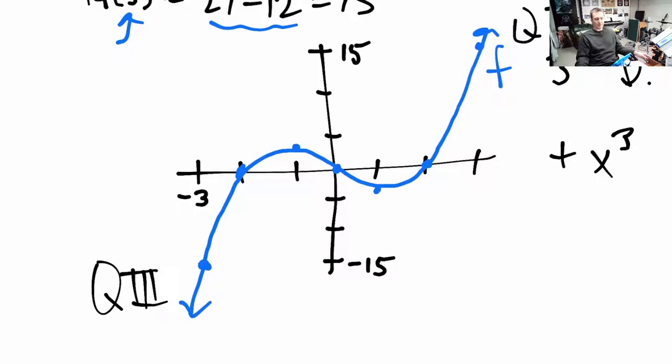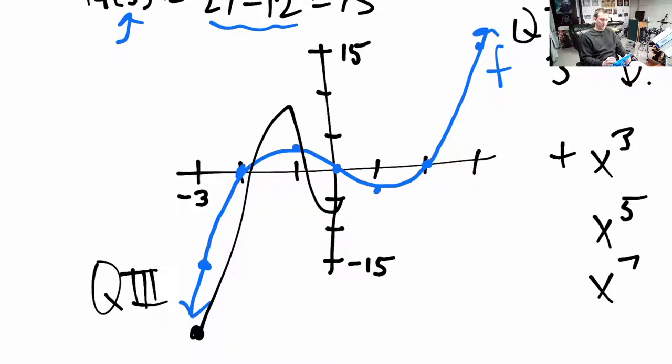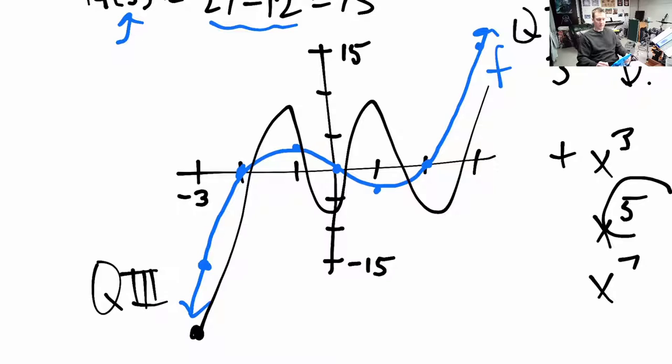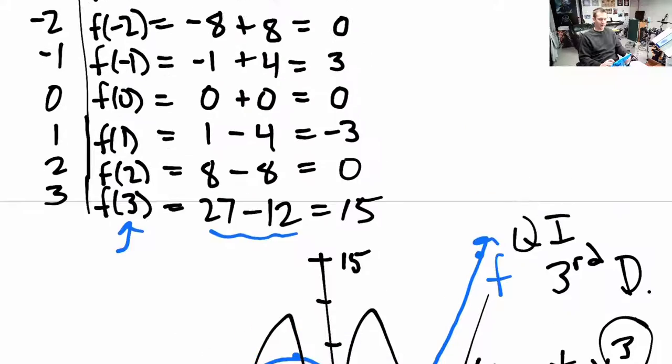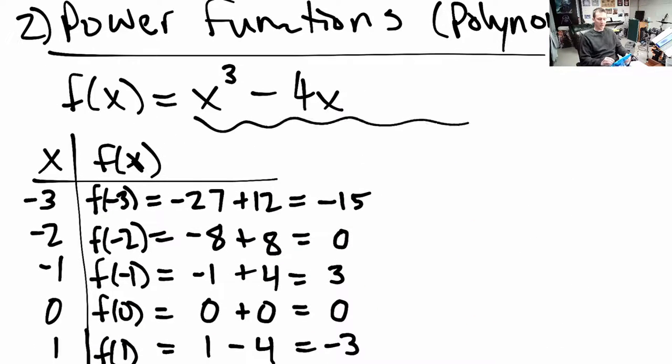If we were to make this x to the 5th, or x to the 7th, or x to any odd power, it would have essentially the same shape. It would start down here in quadrant 3, it would come up, do a wiggle, and then go up and to the right. How many wiggles it does depends on a couple things. Depends on this degree, and it depends on how many terms are in here and the relationships those terms have with each other.